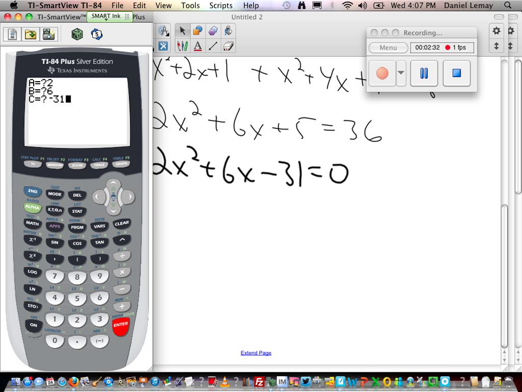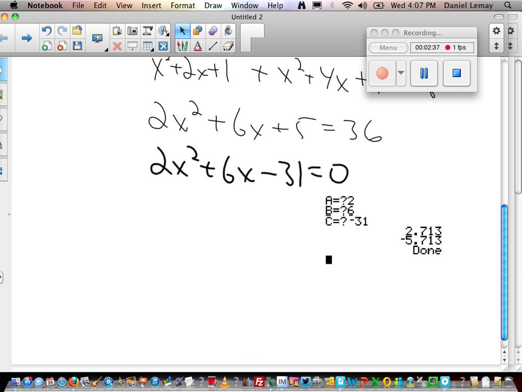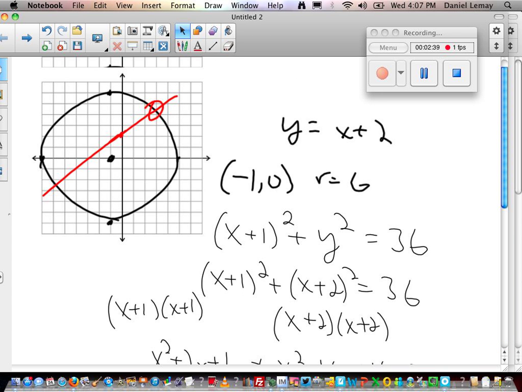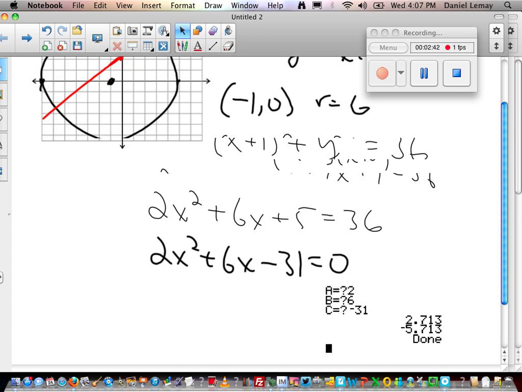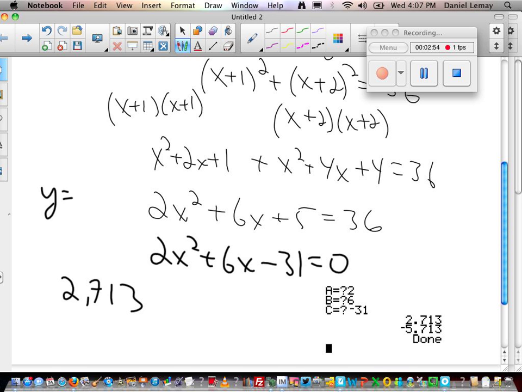Which one do I want? Well, remember that I want to be in the first quadrant, so x has to be positive. So I certainly don't want the negative one. So that means my x value for that coordinate is 2.713.